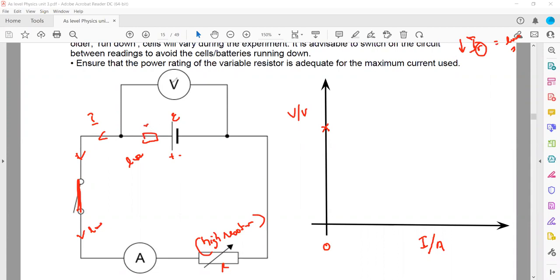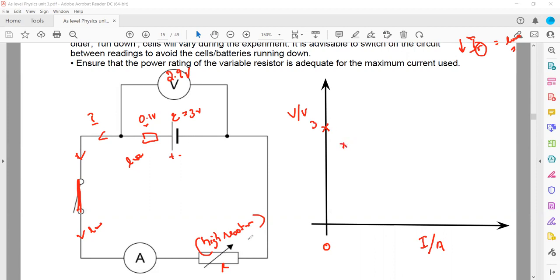The voltmeter will record not the lost voltage, it will record how much is left. So for example, if the total EMF was 3 volts and 0.1 volt is dropped across the internal resistor, what does the voltmeter record? It will not record 3 plus 0.1, because 0.1 is lost. It will record 2.9. So originally it is 3, but now it becomes 2.9.